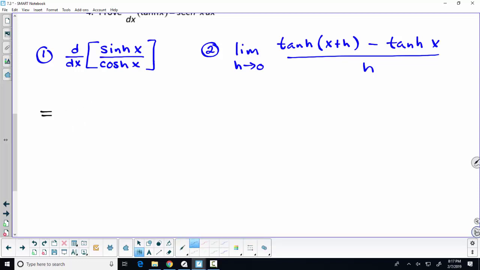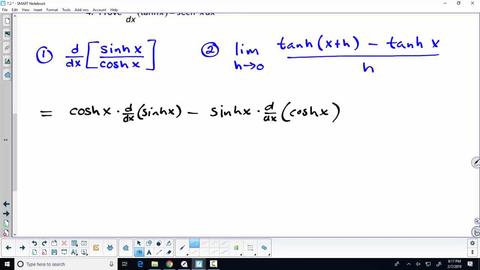So bottom times the derivative of the top, minus the top times the derivative of the bottom, all over the bottom squared.